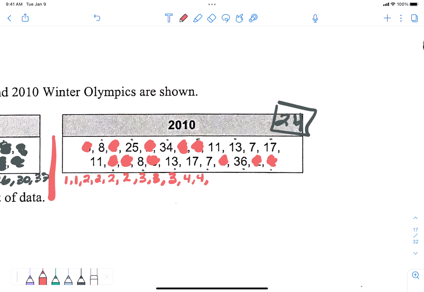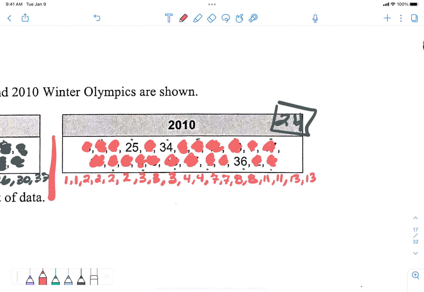Am I going too fast? I see 2 7s and 2 8s. 9s, 10s, 11s. I see 2 of them, 11, 11. I see 2 13s. I see 2 17s. I see a 25. I see a 34 and a 36.